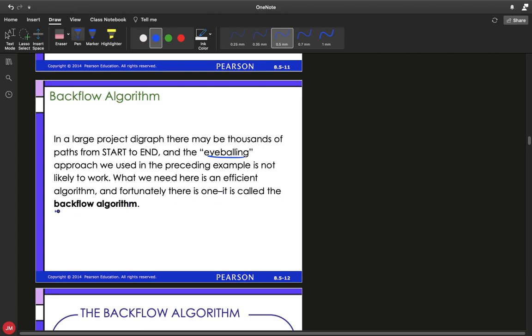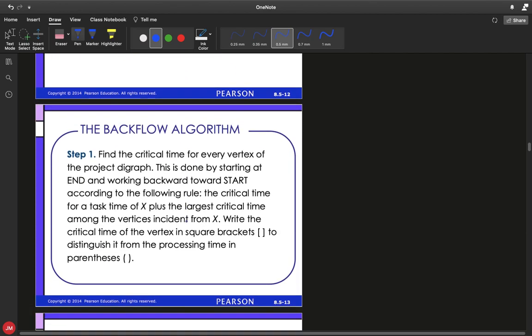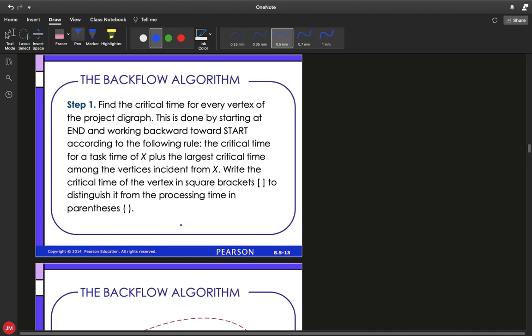The good news is we're going to have this algorithm, which is called the backflow algorithm, which we can use to help us find critical paths. So here's what the backflow algorithm says. Step 1, find your critical time for each vertex of your diagram. This is done by basically starting at the end and working your way backwards towards the start. And so basically what you'll do is you'll keep finding critical times for every single path all the way till you get back to the very beginning.